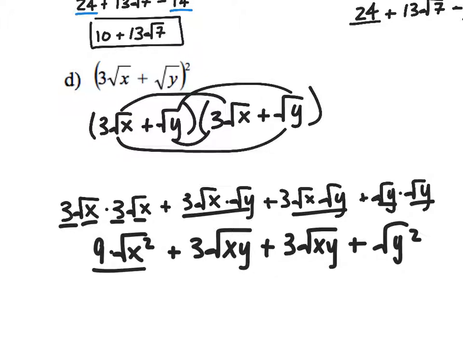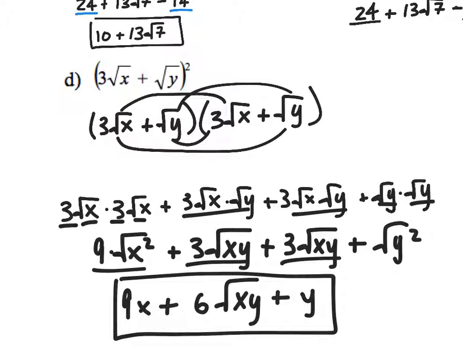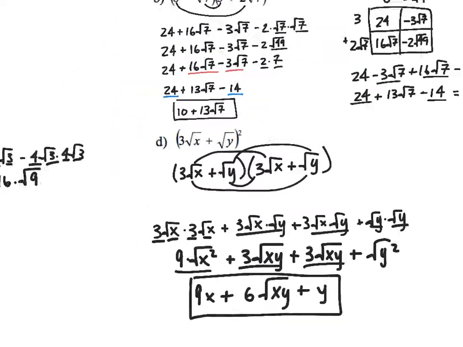Now I could take the square root of x squared, so I'm just going to get 9x out of that. Plus, now these are like radicals here in the middle, so I can combine those, and that's going to give me 6 times the square root of xy. And then plus square root of y squared is just going to give me y. And that's what we're going to get. Okay, so that's the idea. All right, so we're just operating with these radicals.